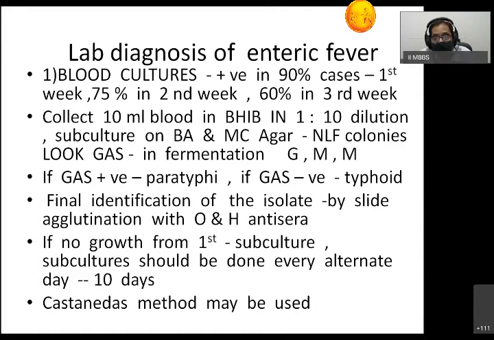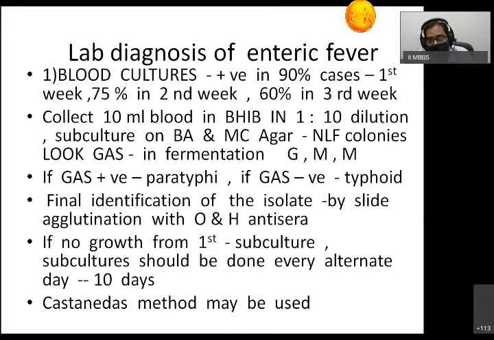Then you are going to do the biochemical tests. Various sugar fermentation can be done, like glucose, maltose, mannose. Correct? Depending upon the production of gas, we can say whether it is paratyphoid. If gas is positive, it is paratyphoid; if gas is negative, then you are going to say this is likely to be typhoid bacillus. Final identification of the isolate is by slide agglutination with O and H antisera.